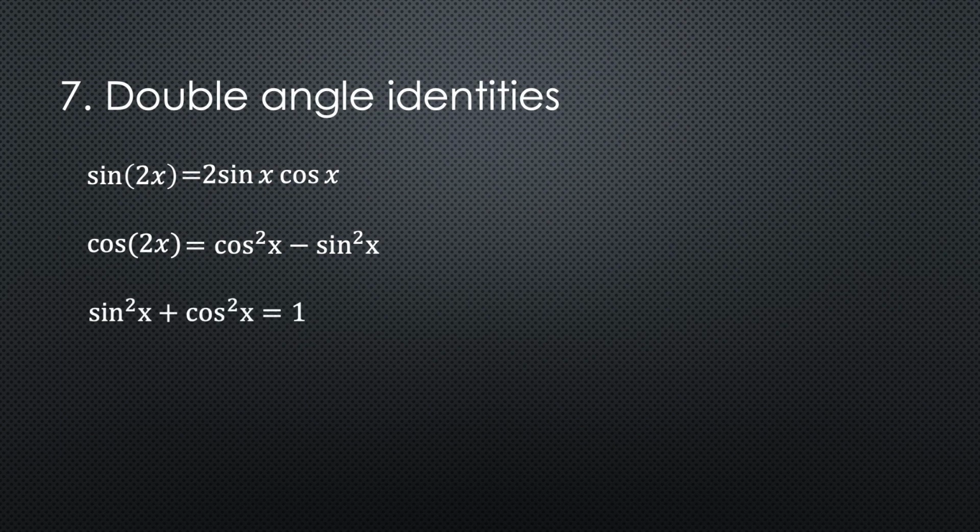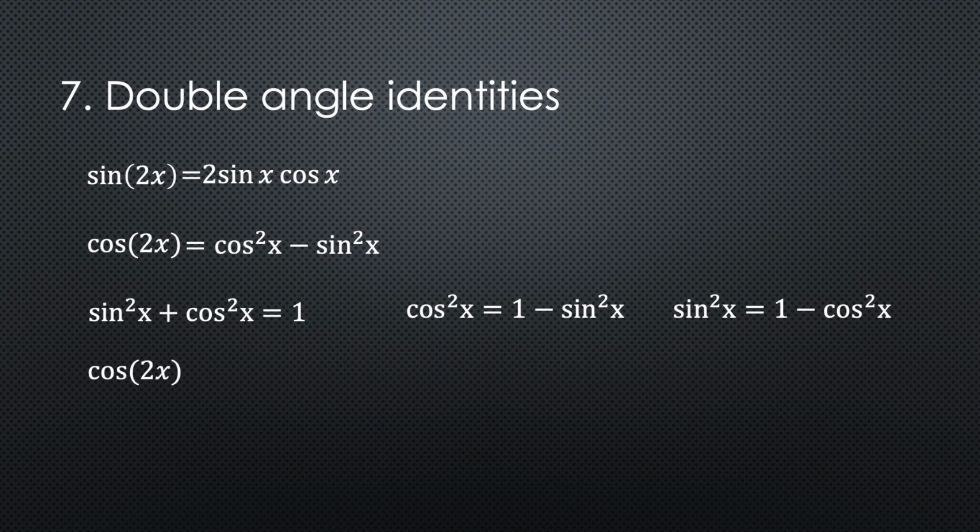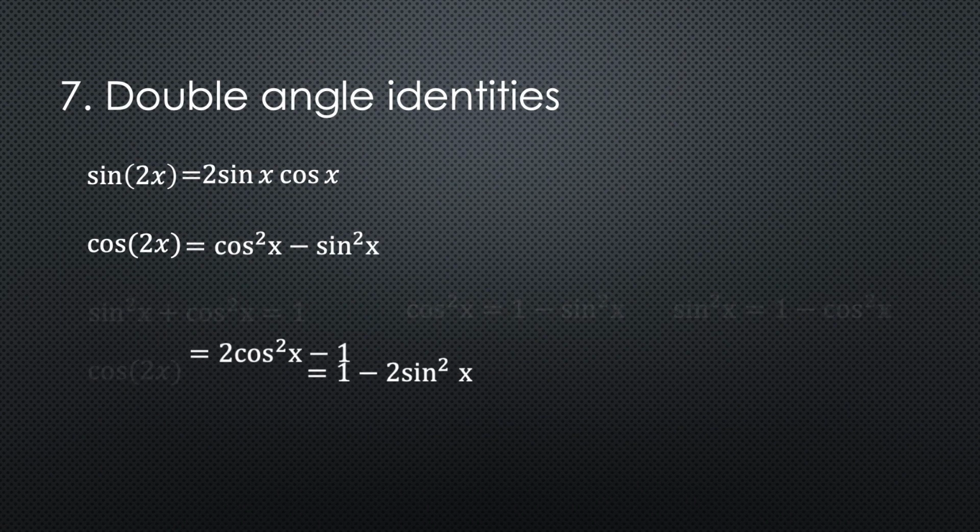Remember that sine squared of x plus cosine squared of x is equal to 1. So sine squared of x equals 1 minus cosine squared of x. And cosine squared of x equals 1 minus sine squared of x. Combining these, we can then derive other forms of cosine 2x. One is 2 cosine squared of x minus 1. Another one is 1 minus 2 sine squared of x.